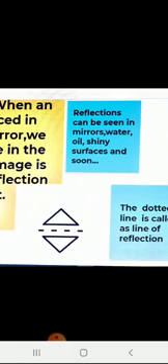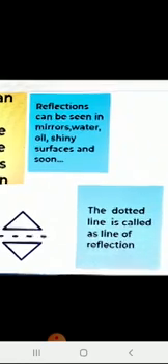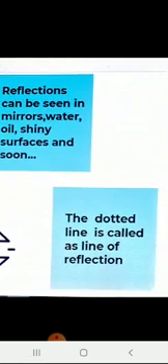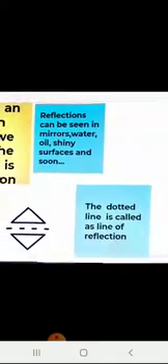Now see here one more example. A triangle is here and a triangle is there. The two triangles are separated by a dotted line. The horizontal dotted line is there, isn't it? These dotted lines are called the line of reflection. What do we call these dotted lines?